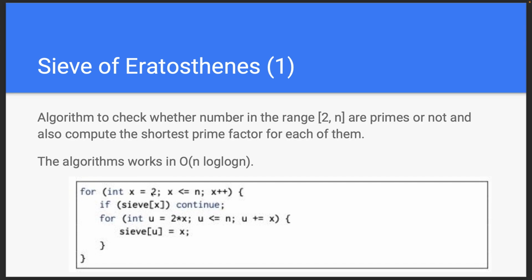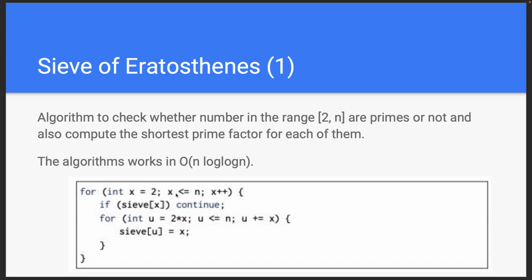Then whenever you find a prime, so the first value that we'll find when you check is 2, where sieve of x is false, which is a prime. Then you iterate over all the multiples of 2, and you set the sieve value of each multiple to 2. So you know that the smallest prime factor is 2.